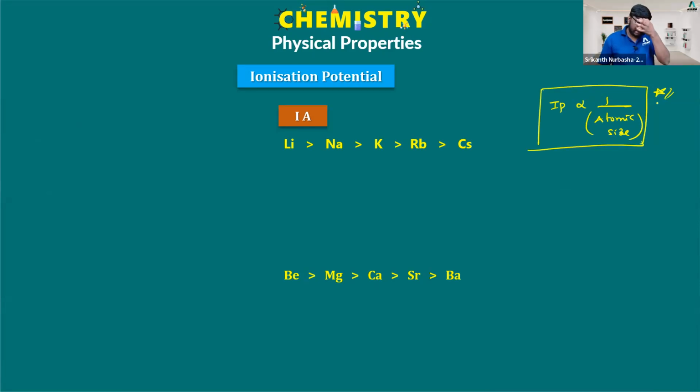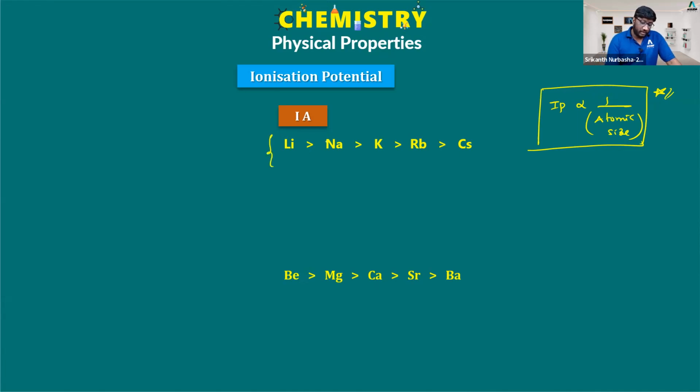Yes, as size increases, the outermost electron can be easily removed because it will have very less electrostatic force of attraction with the nucleus. So as the atomic size increases, the outermost electron can be easily removed from the respective atom because of less electrostatic force of attraction.